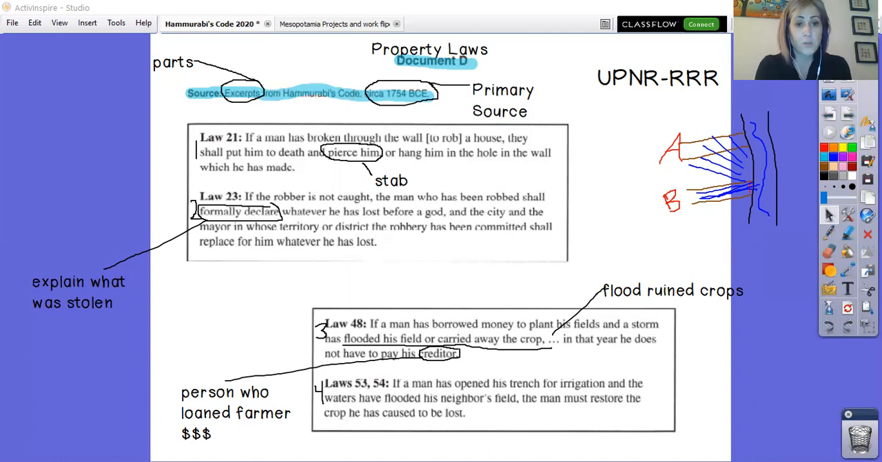All right, Law 23. If the robber is not caught, the man who has been robbed shall formally declare. Basically, that means he's going to explain what was stolen.